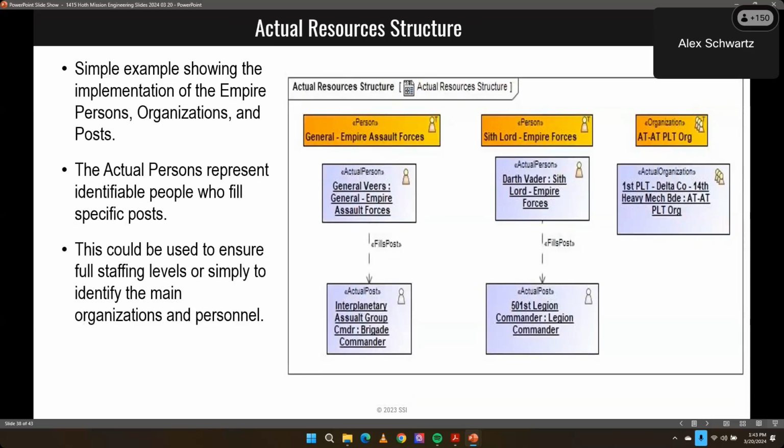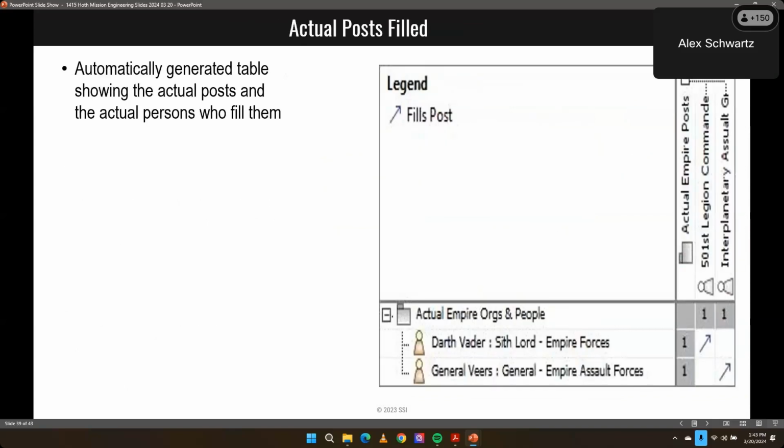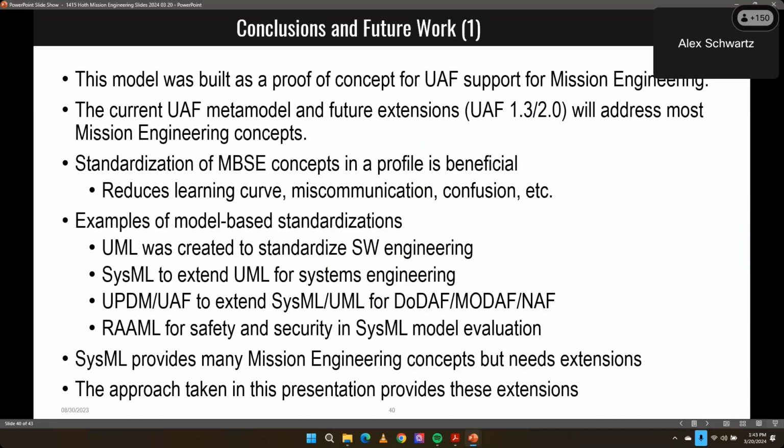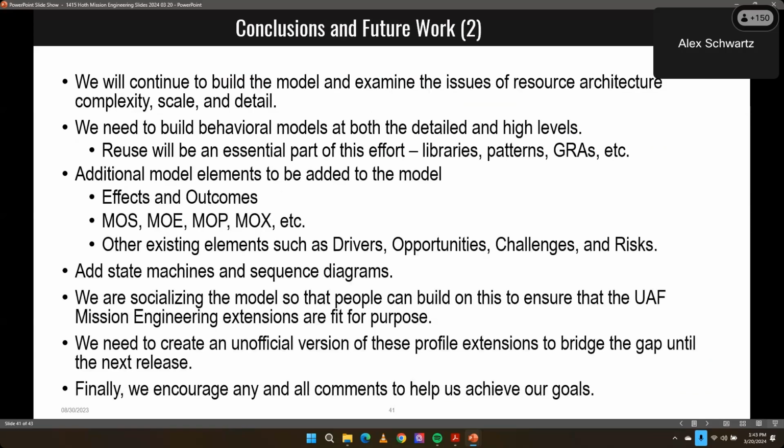You can also model the actual people who are in charge of the actual things and demonstrate that you've made all this up. Right, I am 18 seconds over my 25 minutes. So the model was built, as I said, as a proof of concept. So we're reducing learning curve, miscommunication, confusion. Other standardizations that were done were things like UPDM, SysML, all the rest of it. This is why we're trying to standardize all these elements.